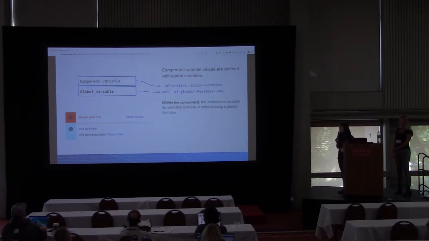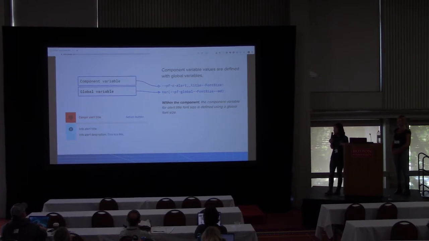And component variables are scoped to a component. And within that component, that same component CSS file where you saw the rule set, we map all of the component variables to global variables. So in this example, you see the same component variable that I shared on the previous slide, and now it's being mapped to one of our global variables that we have defined.